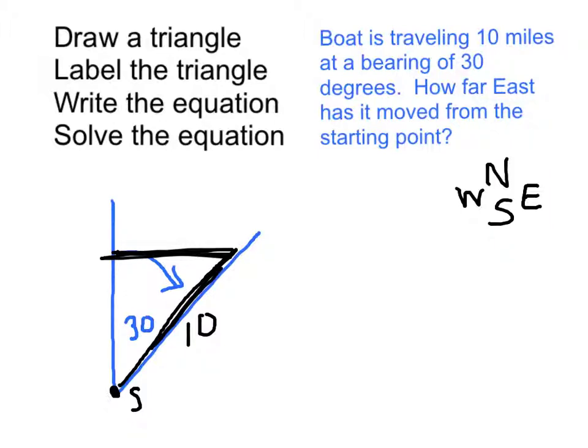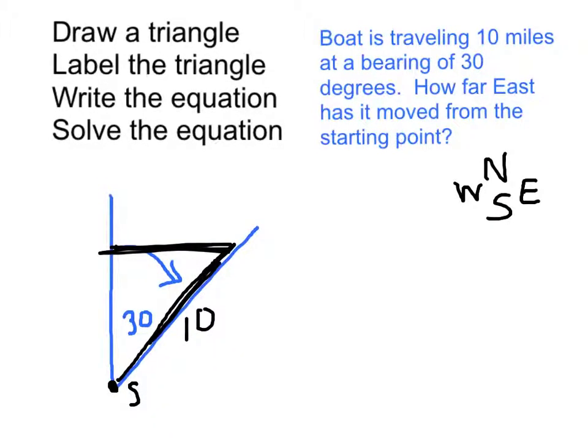short leg multiplied by 2 is the hypotenuse, and then you're done. X is equal to 5.